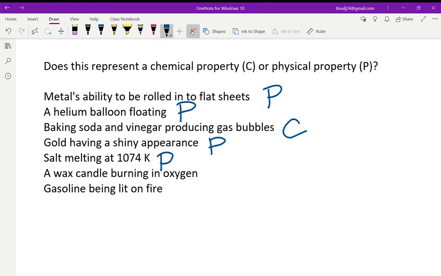Next is a wax candle burning in oxygen. This is a chemical property because it concerns combustion and the candle combusting from the flame, and then it causes the wax to melt. And then there is gasoline being lit on fire lastly, and this would be a chemical property because it concerns flammability, and it is the ability of the gas to be lit on fire and start to go up in flames.